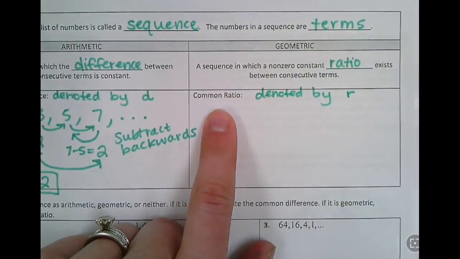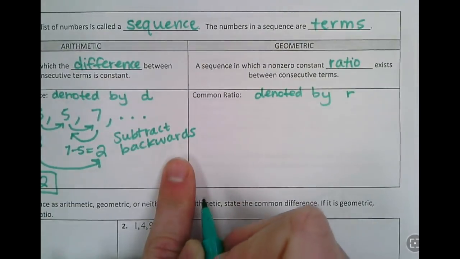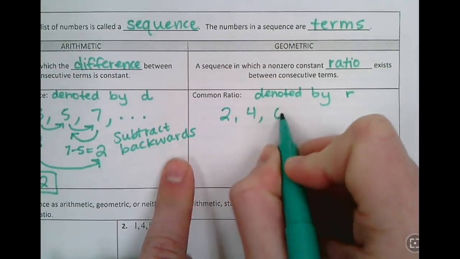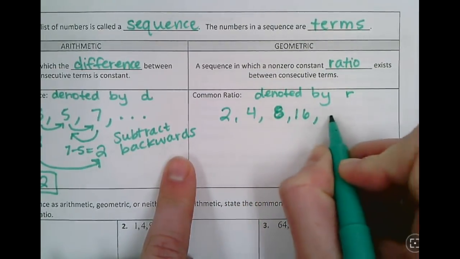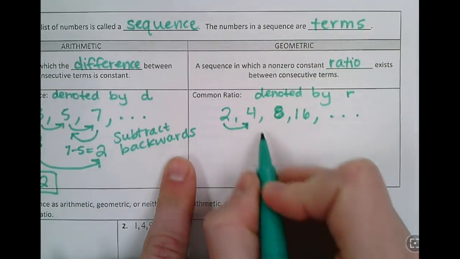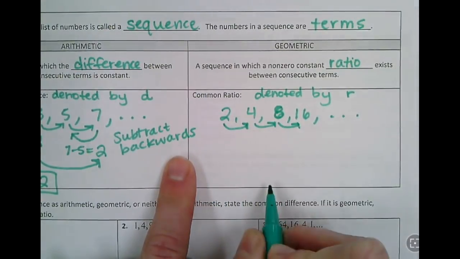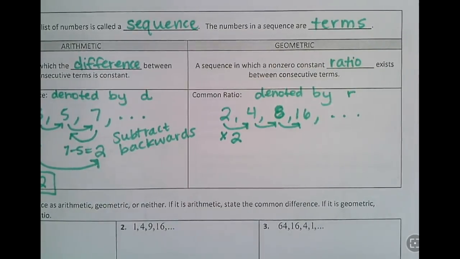The common ratio is denoted by an R. I'm going to give you a sequence that's geometric: 2, 4, 8, 16, and so on. There are two ways you can do this. You can first of all just notice the pattern. Going from 2 to 4, from 4 to 8, and from 8 to 16, we are multiplying each time by 2. Or if it's fractions or negative numbers, you can't just notice it.